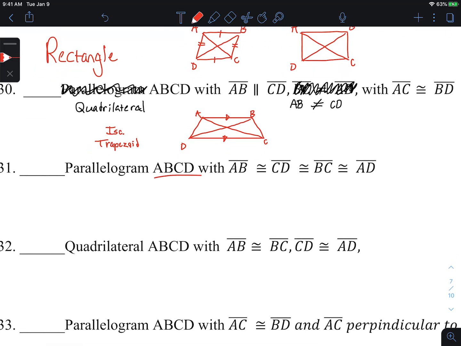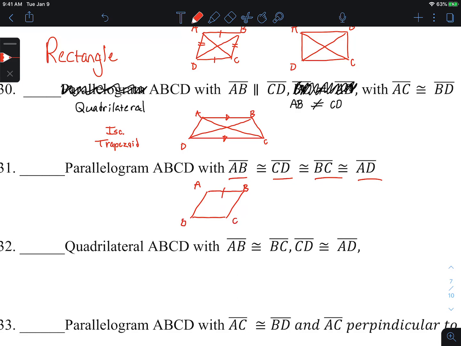They give us a parallelogram, but they say AB is congruent to CD, BC, and AD. All sides are apparently congruent right there. The only way that's going to happen is if it's a rhombus right here. Let me draw it out here for you. Right, this would be A, B, C, and D.